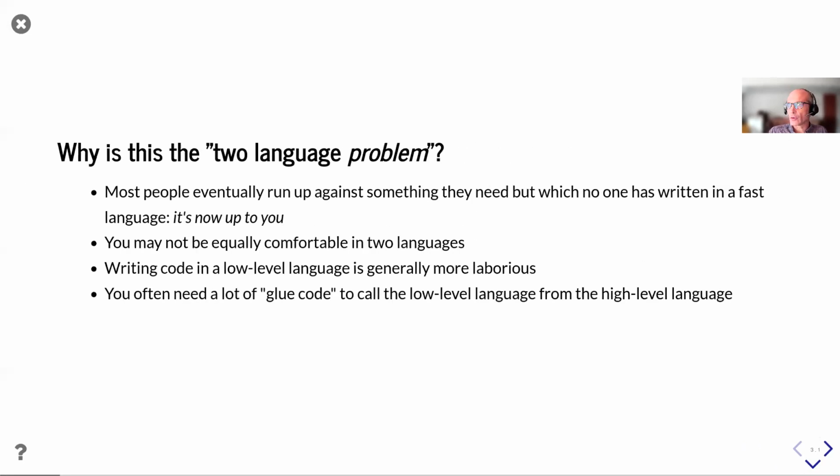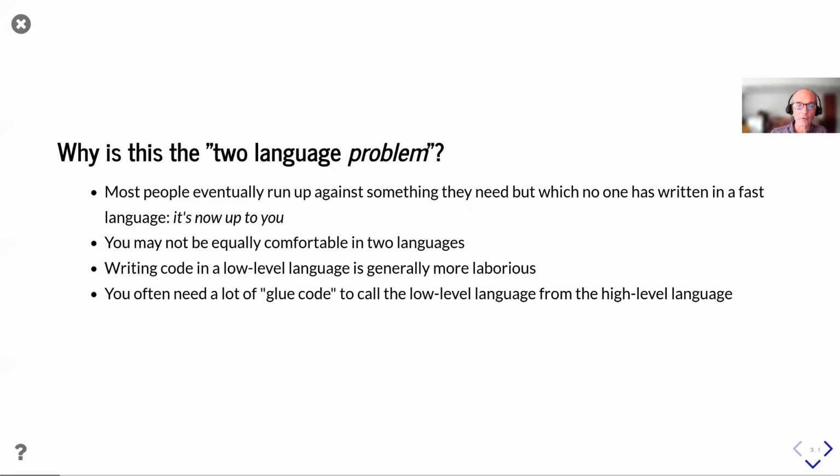However, for people who do rely on computing, that turns out to actually be quite rare. And so the problem is that most people do eventually run up against something that they need, but which has never been written in a fast language. And if that happens and you're pushing the research frontier some way, that you're up against a problem no one else has had to solve before, now it's up to you. You are the one who has to resolve this issue.